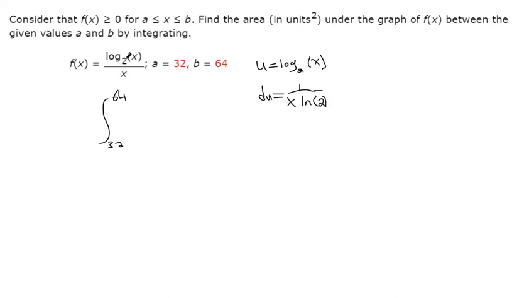So we almost have that. We have the 1 over x part here. We just don't have the 1 over natural log 2. So we can write in natural log 2 on the outside, and then this is our du. We have natural log 2, and that gives us 1 over natural log 2 on the inside.